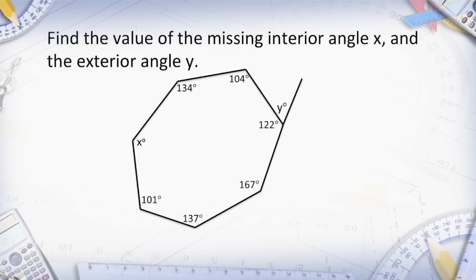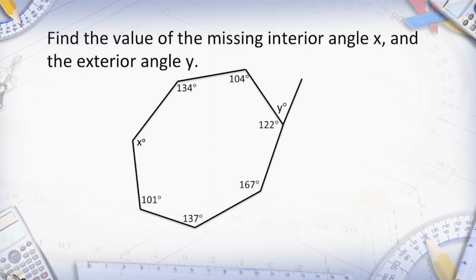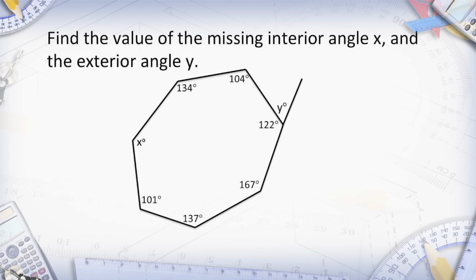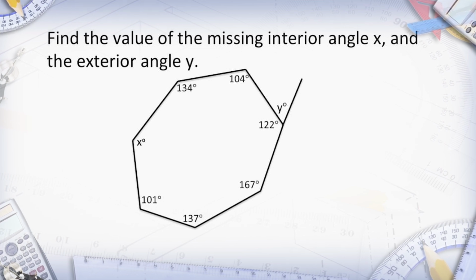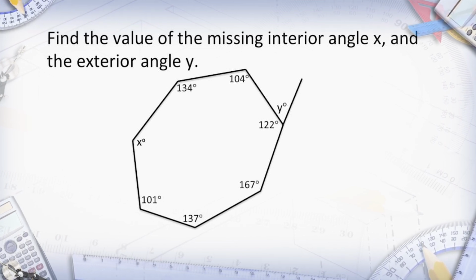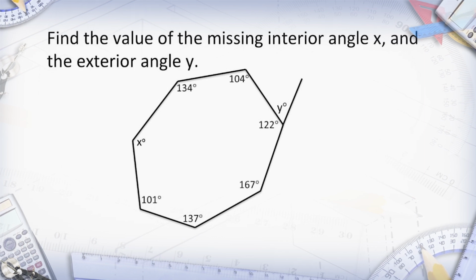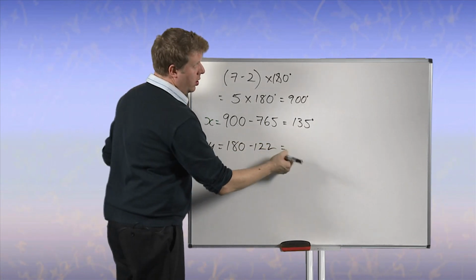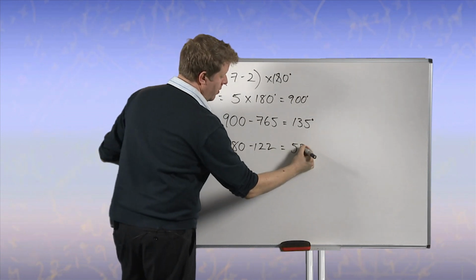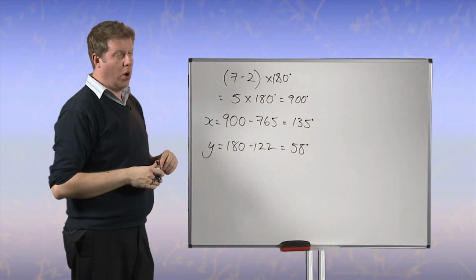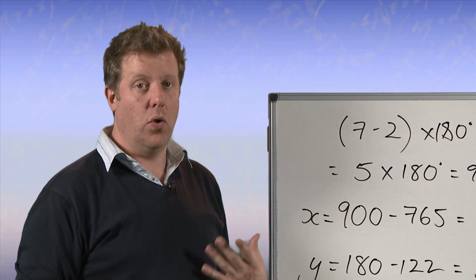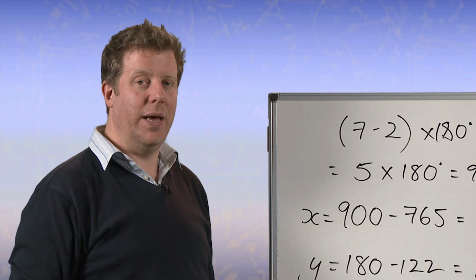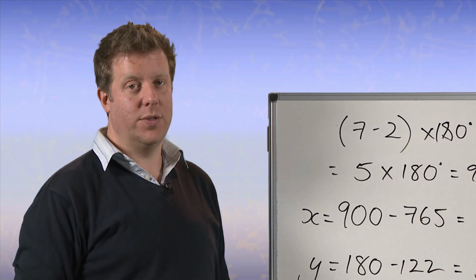Now, the second part wants us to work out angle Y. Well, you can see there that angle Y is an exterior angle, so we know that that angle Y plus the 122 that it's next to make 180 altogether. So Y will simply be 180 subtract 122, which will give me an answer of 58 degrees for Y. So to work out interior or exterior angles of irregular polygons, they'll always have to give you enough information in the question to work out the values.